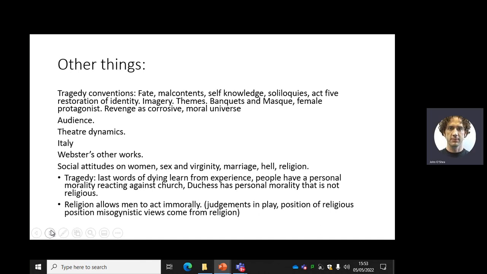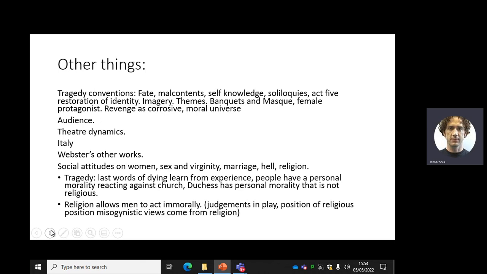Okay, other things that you should know about. Try to show that you know about the tragedy conventions. Then you're looking at the literary context. Malcontents, soliloquies. Any kind of banquet and mask always ends in death. The red marriage, the blood marriage in Game of Thrones. Banquets and masks are times of excess, and so they're always a place of punishment.